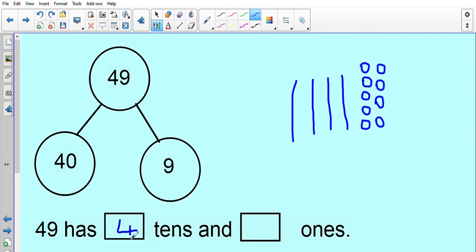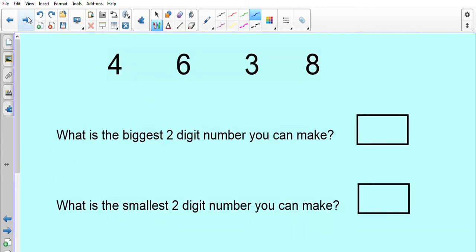And how many ones does it have? Count the ones and check how many ones we've got. Brilliant, well done. It's got 9 ones. Excuse my wobbly writing. Fantastic. A new challenge for you now.